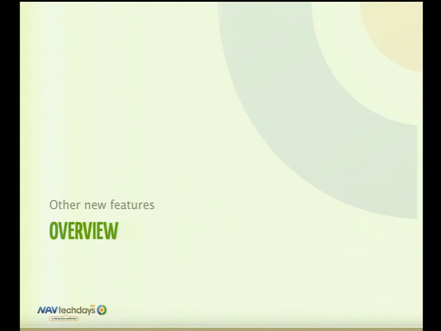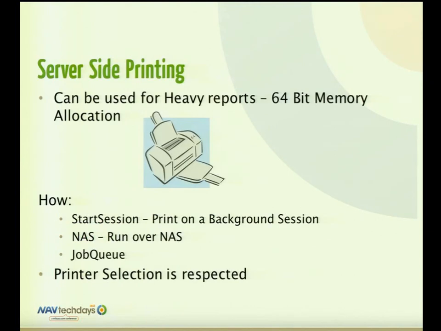Okay, so that was an overview on parameters. Now we are going to speak about some other new features that we introduced with NAV 2013. So a great feature is server-side printing. Completely new in 2013. You can use it to print heavy reports because it has a 64-bit memory allocation.